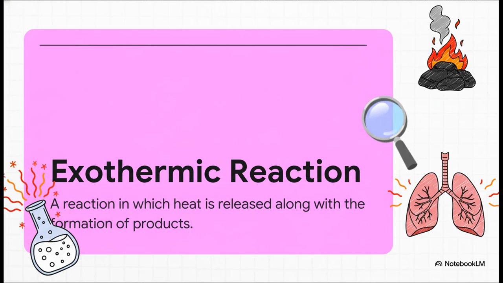So this idea of releasing heat brings us to a very important term. Any reaction that releases heat, like our quicklime experiment, is called an exothermic reaction. It's easy to remember. Exo means exit or out, and thermic has to do with heat, so heat goes out. The burning of coal and even our own respiration are fantastic examples of exothermic reactions.